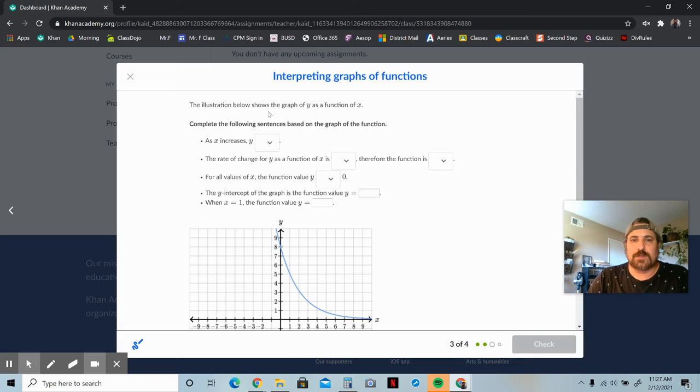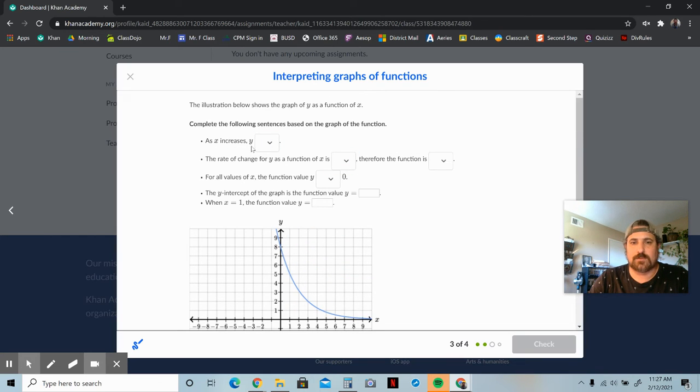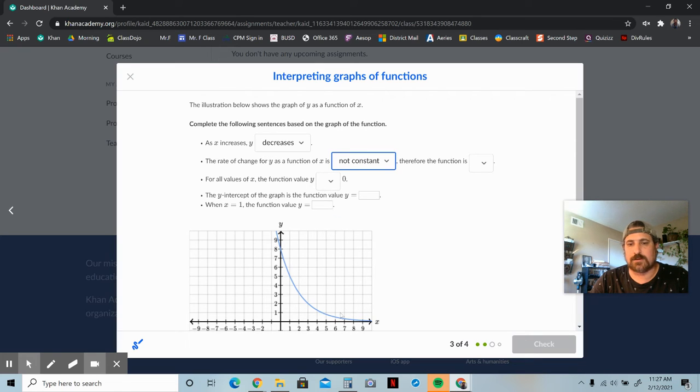The illustration below shows the graph of y as a function of x. Complete the following sentences based on the graph of the function. As x increases, it looks like y is decreasing for the most part. So as x increases, y is decreasing. The rate of change for y as a function of x is not constant. It's not a straight line, it's a curve. Therefore, the function is nonlinear.